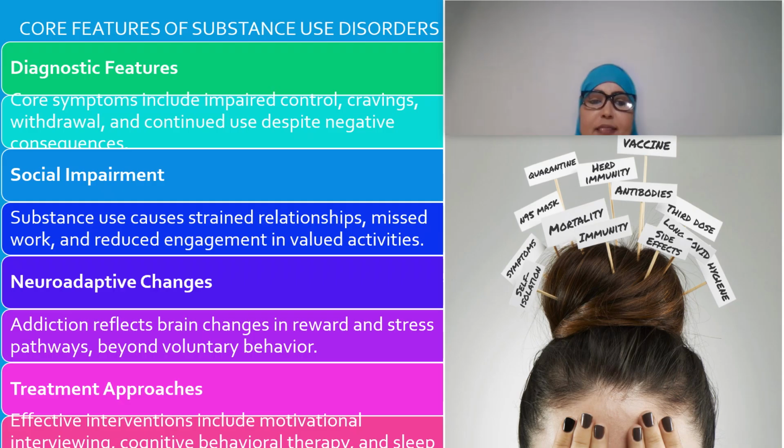Neuroadaptation changes. Addiction reflects brain changes in reward and stress pathways beyond voluntary behavior. Treatment. Effective interventions include motivational interviewing, cognitive behavior therapy, and so on.